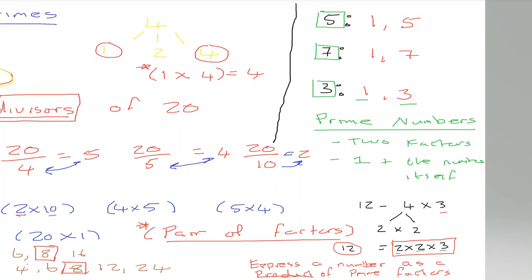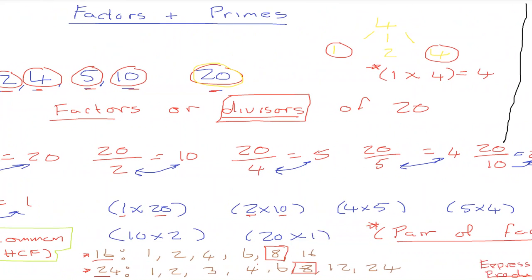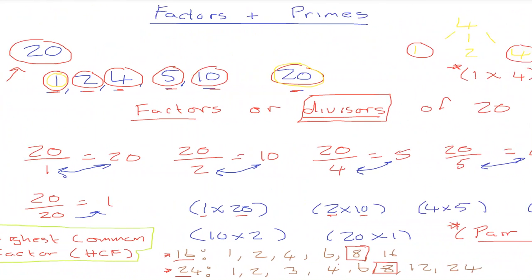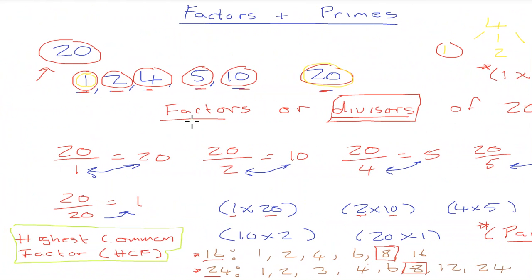So that's what we mean. That's just a quick introduction to factors and primes. Factors, as a reminder, are numbers that divide evenly into another number, or divisors. If we take 20, these here are examples of the factors of 20, and as you see, they all divide evenly into 20.